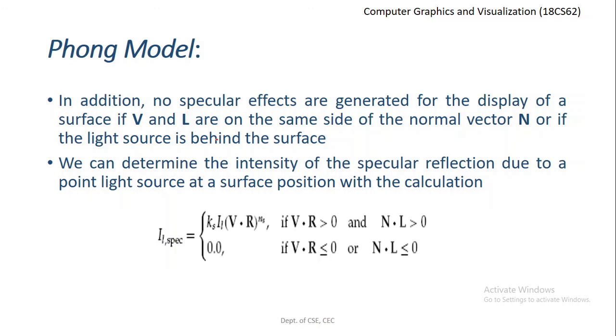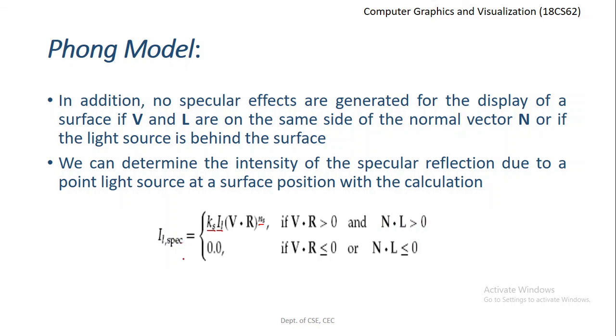So with the calculation, the intensity of the specular reflection is equal to the specular reflection coefficient Ks, into IL, which is the intensity of the point source, into the dot product of the vector V dot R raised to the power of ns, where ns is the specular reflection exponent. That is, if the value of V dot R is greater than 0 and the dot product of N dot L is greater than 0. That is to satisfy these two conditions.